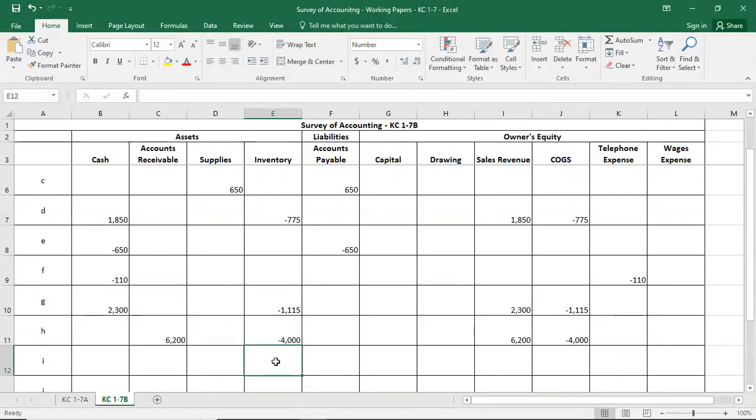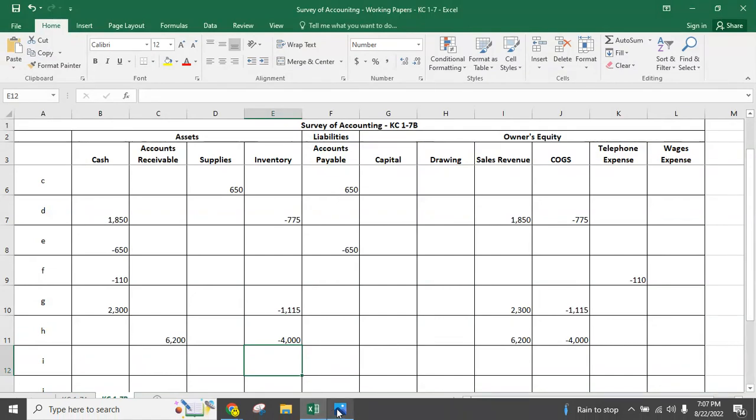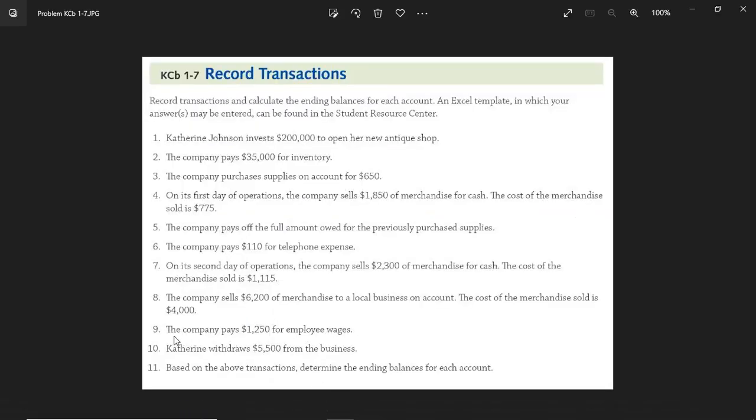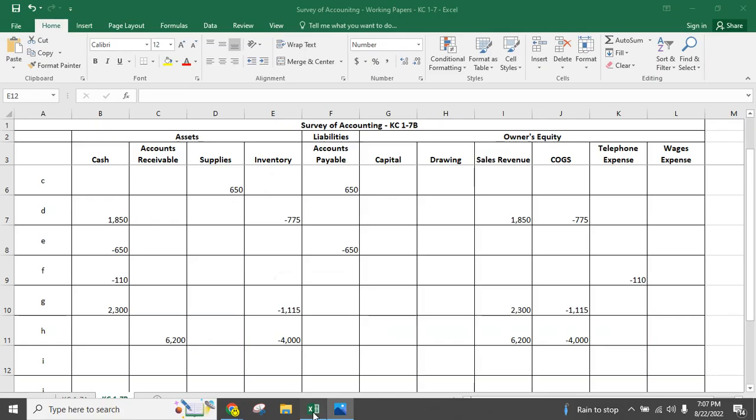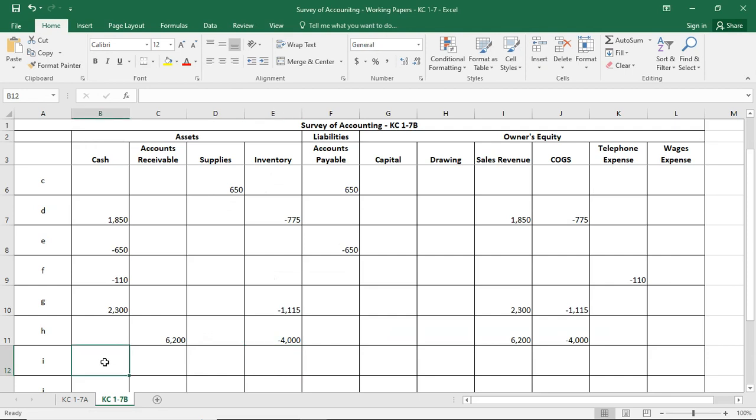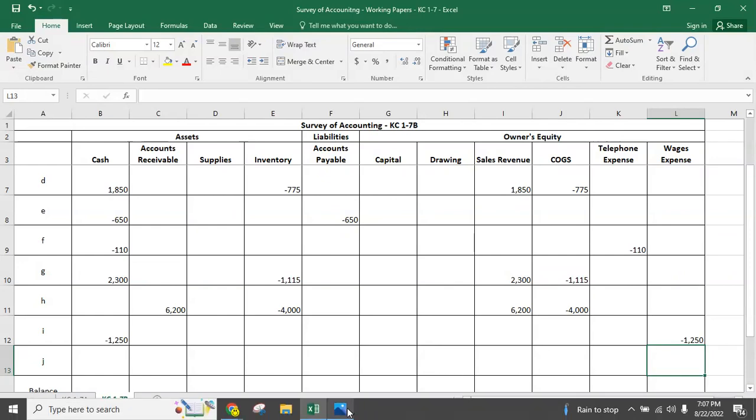Okay, so again, that one is one of those two-sided entries. Number 9, the company pays $1,250 for employee wages. So we paid, so we're going to subtract $1,250 in cash. If we look across our headings here at the top, we have one all the way over here on the right called wages expense. It is an expense, so again, negative $1,250 because it's an expense that we're paying.